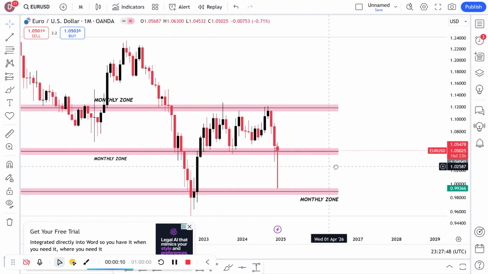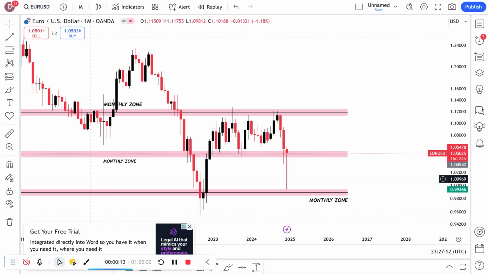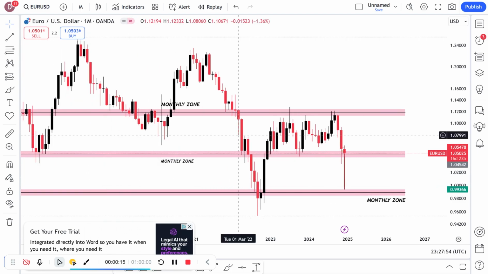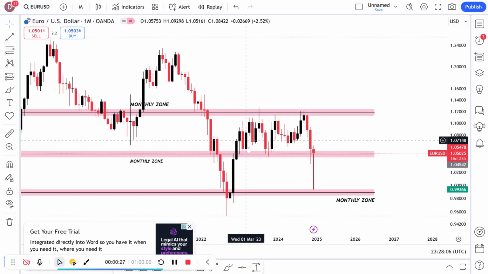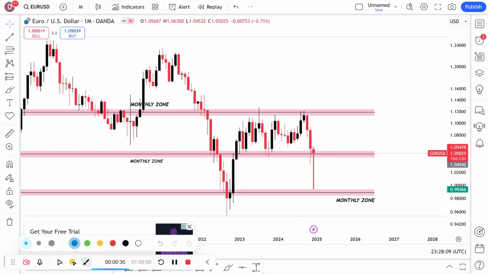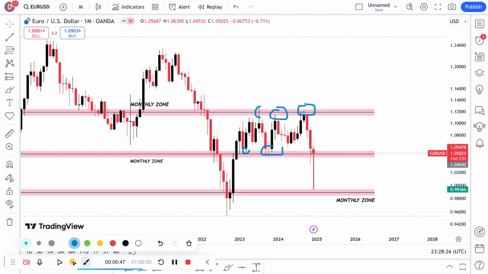So this week we are starting again for Euro USD, and now we've drawn our zones. This is the upper monthly zone, this is the middle monthly zone, and this is the lower monthly zone. So what can we see from this place? We can see that the market came here, touch, came here, touch, came here, touch. So we can see so many resistance in this upper monthly zone, and we can also see so many supports on this middle monthly zone.